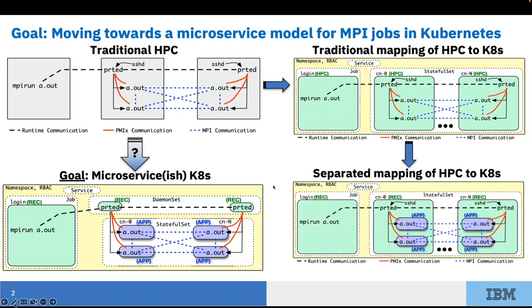In this presentation, what we wanted to do is step towards a microservice model by splitting the application and the resource manager, which is something that we'll eventually need to do here. So what happens when we start to separate these two? What problems arise?